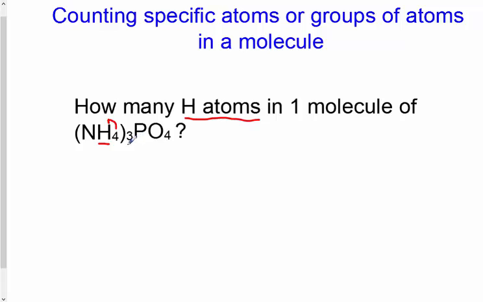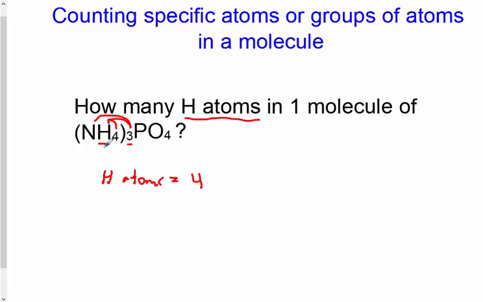I've also got this 3 outside of the brackets, and that 3 applies to everything inside the brackets. So the 3 tells me that there are 3 nitrogen atoms, and there are 3 times 4 hydrogen atoms inside this compound. Because we're only looking at hydrogen, let's go ahead and do this. So the hydrogen atoms: we've got the 4 attached to the H inside the brackets, but because we have that 3 on the outside of the brackets, I'm going to multiply that 3 by all of the subscripts inside the brackets.